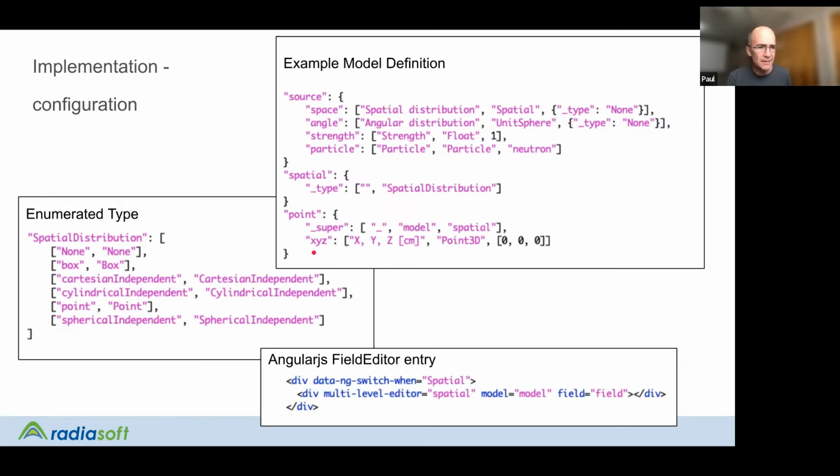The enumerated type spatial distribution lists the spatial model names along with the labels to show in the UI. And finally, the AngularJS field entry, which maps the spatial type to a specific AngularJS directive named multi-level editor for editing the subcomponents. We'll look at the implementation for the multi-level editor directive next.